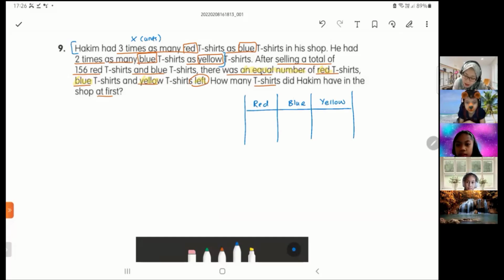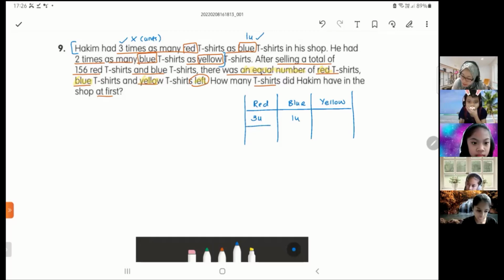So the first sentence, they say 3 times as many red as blue. So red is 3 times or 3 units. Blue, they didn't say anything, so 1 unit. Okay, like that. So my first sentence is done. This one done, this one done. Then I draw a line.